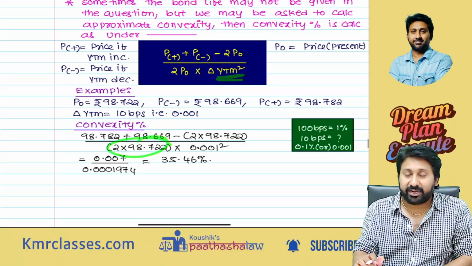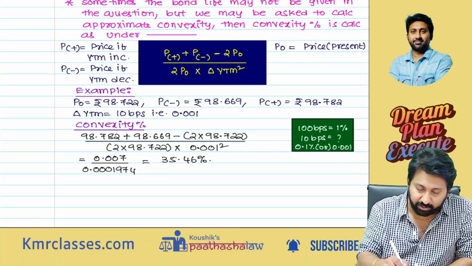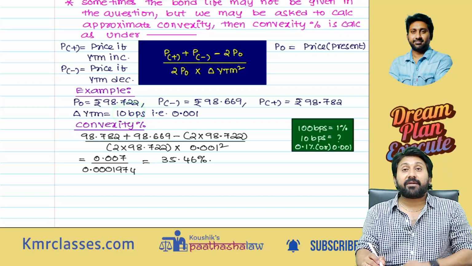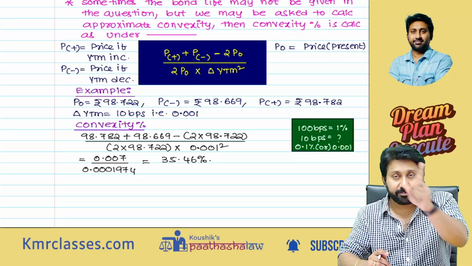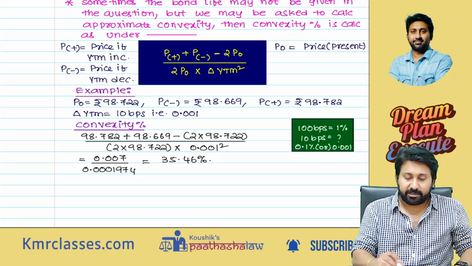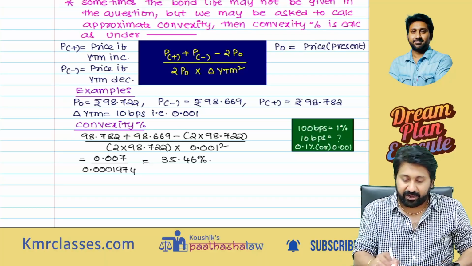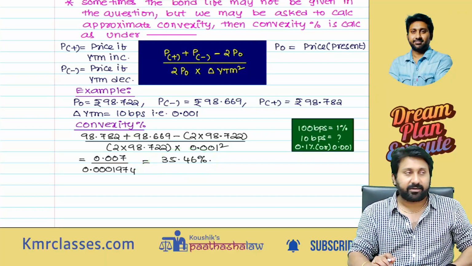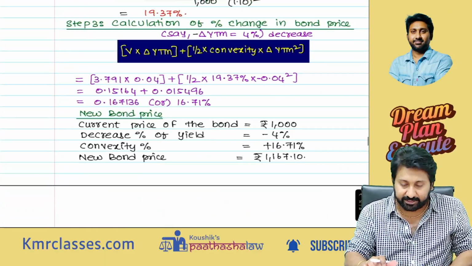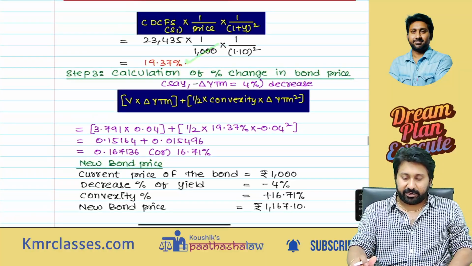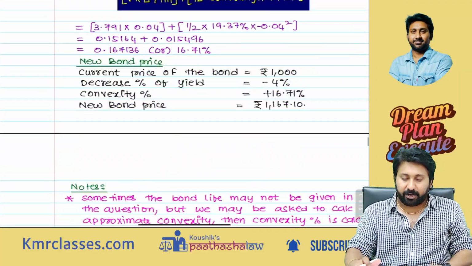I told you, don't write the percentage directly, you have to write it like 0.01. Change in YTM is 10 basis points. 100 basis points make 1%, so 10 basis points means 0.01 whole square. We got 35.46%. What do you mean 35.46%? This is like this. 13.46%.